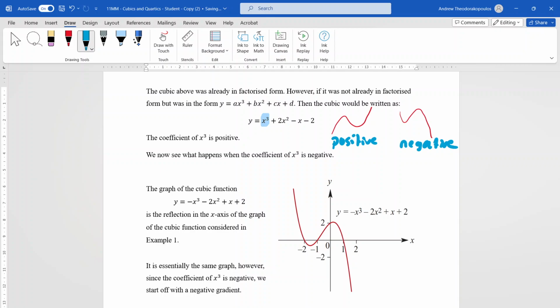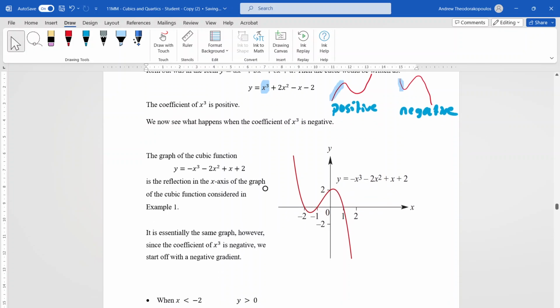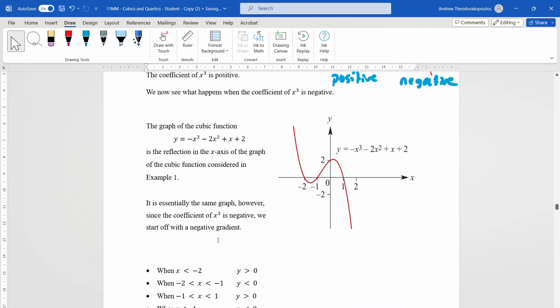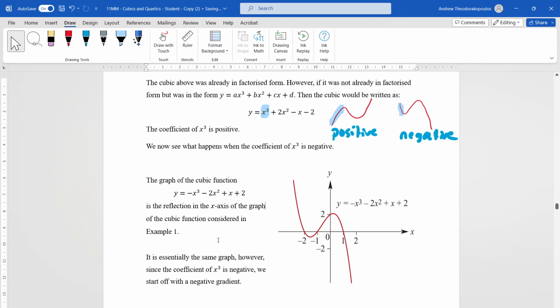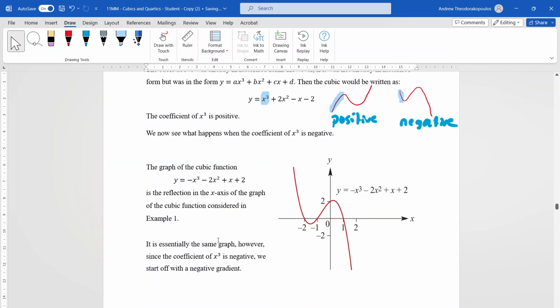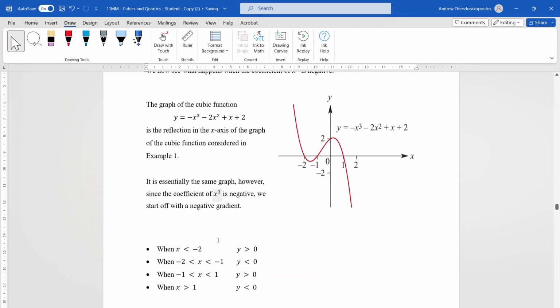What you'll notice about the difference between positive and negative is at the very start of the cubic, you can see here that this is going upwards, so that makes it positive. And at the very start of this cubic here, it's going down, so that's what makes it negative. Remember, always looking left to right. So now let's see what happens when the coefficient of x cubed is negative. As you can see here, this is what the graph would look like. It is essentially the exact same graph, except since the coefficient of x cubed is negative, we start off with a negative gradient.